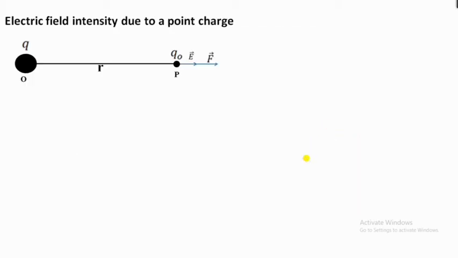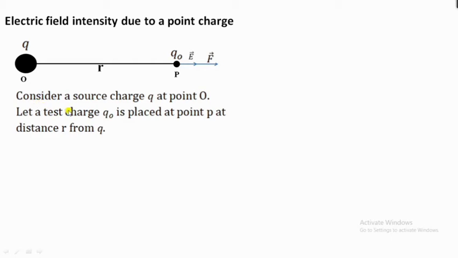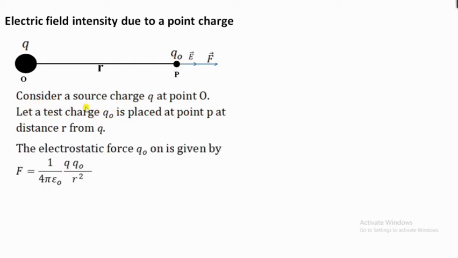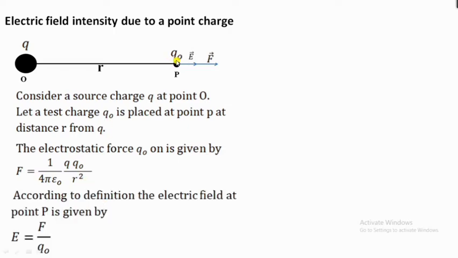This is the same diagram I have used, and I have written the same thing out here. Electrostatic force on Q naught due to Q at point P is given by Coulomb's law, and according to the definition, electric field at this point is given by force by Q naught. So this is the definition of electric field. Electric field is force per unit charge.